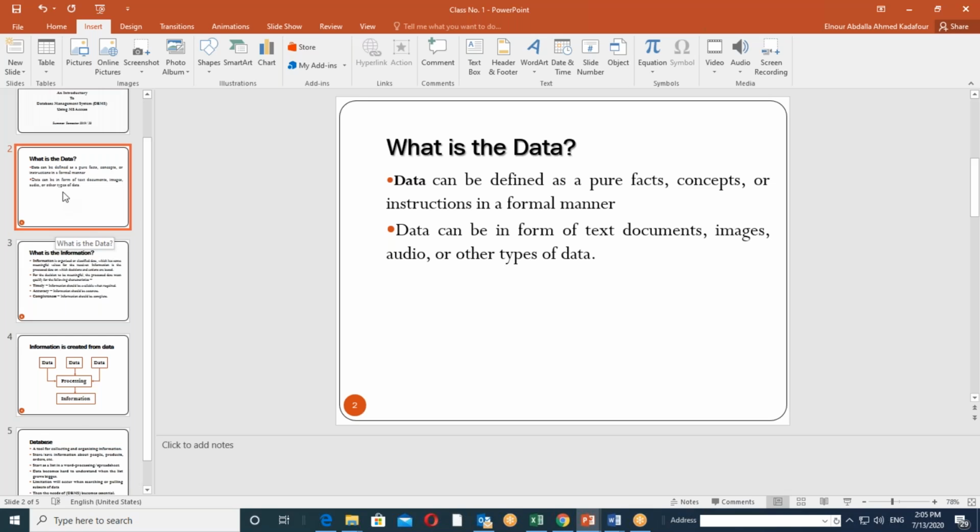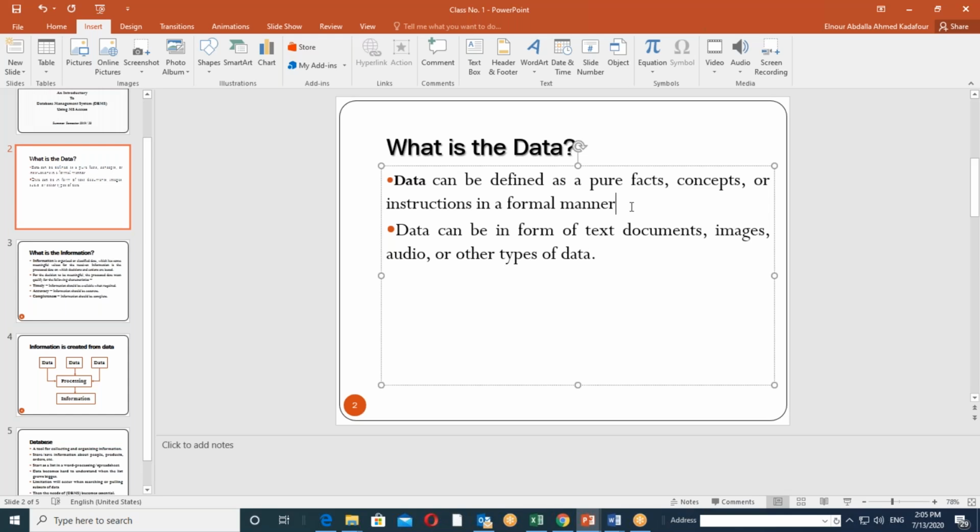So data, if you heard anything, this is data. That's why data can be defined as pure facts, pure concepts, or instructions in a formal manner. Then we call it data. Data: pure facts, pure concepts, or instructions in a formal manner. Pure facts like what? Any number, it is a fact.